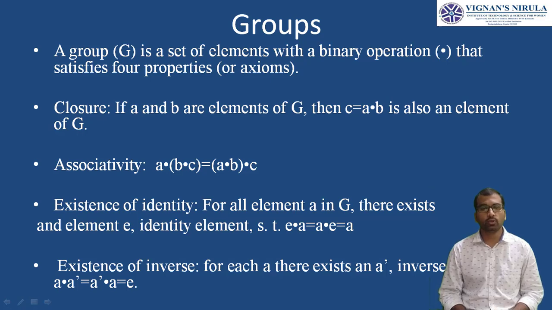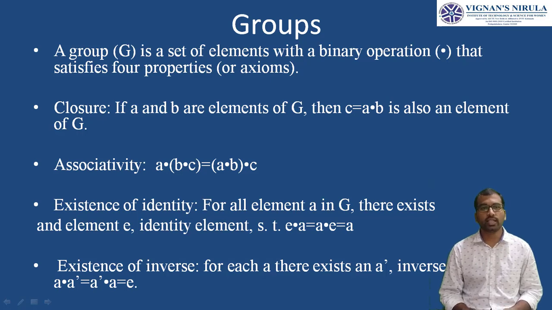The next one is associativity. Associativity means (A dot B) dot C is equal to A dot (B dot C). It has to satisfy this condition. The next one is commutativity: A dot B equals B dot A. And finally, existence of identity: for all elements A in G, there exists an element E, the identity element, such that E dot A equals A dot E equals A.